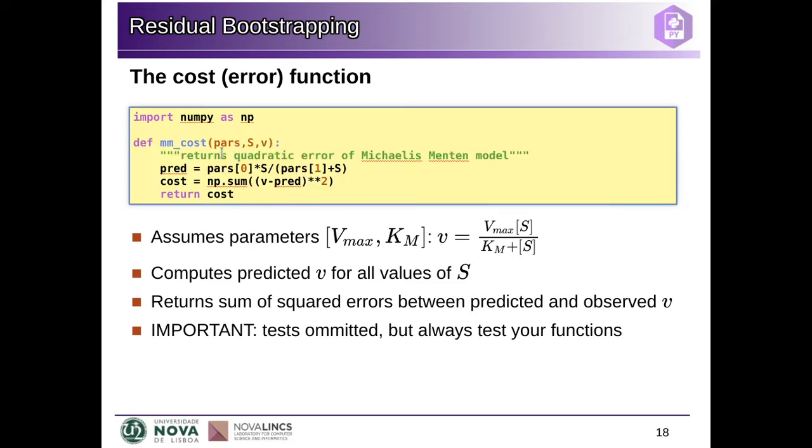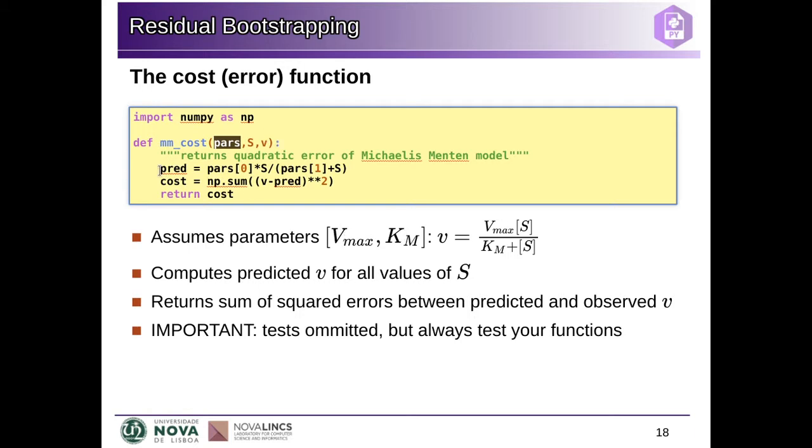This is just a quadratic error between the curve described by this equation and the actual measurement of the initial velocity we have here. So our function is going to receive the parameters we are trying to optimize, and these are the Vmax and Km, which are the parameters for the equation. And it's also going to receive the substrate concentration and the measured velocity that we have in our data. So these two are the actual data, and these two are the Vmax and Km parameters.